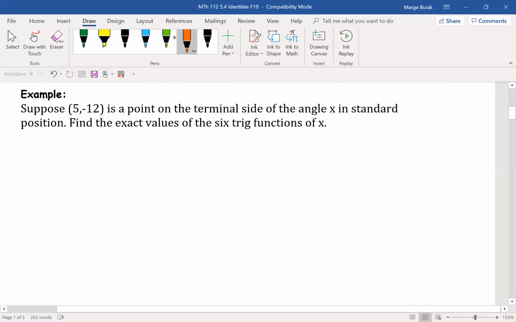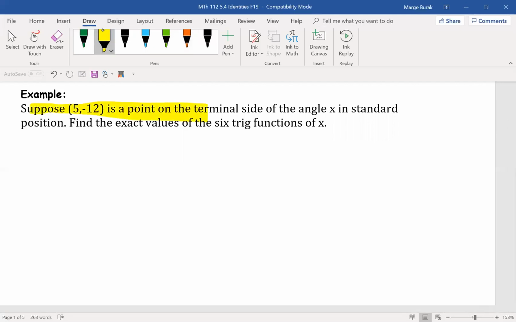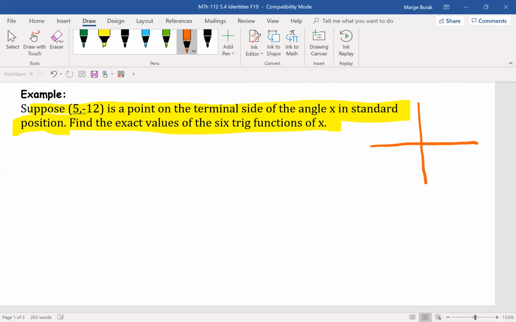Suppose the point (5, -12) is on the terminal side of an angle in standard position. Let's go ahead and find all 6 trig function values. Let's first take a peek at (5, -12). I like to put this in perspective. So x is 5 and y is -12, and we have a point here. There's our r. Let's make our right angle.